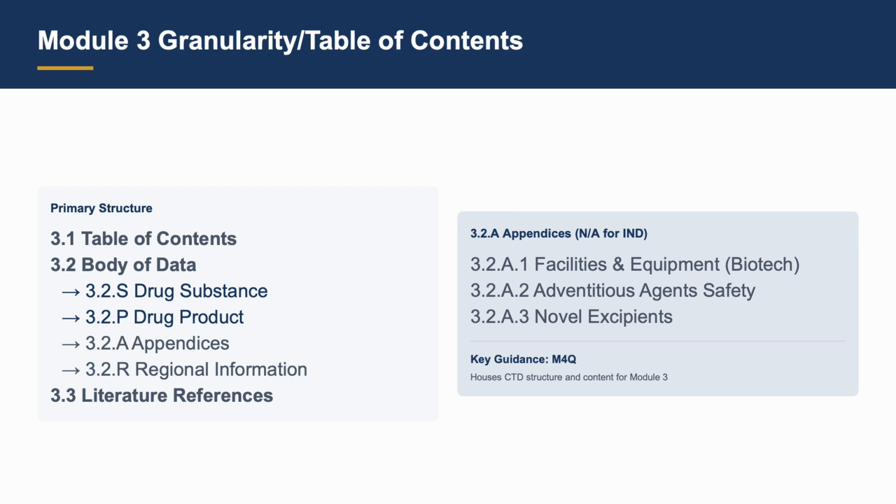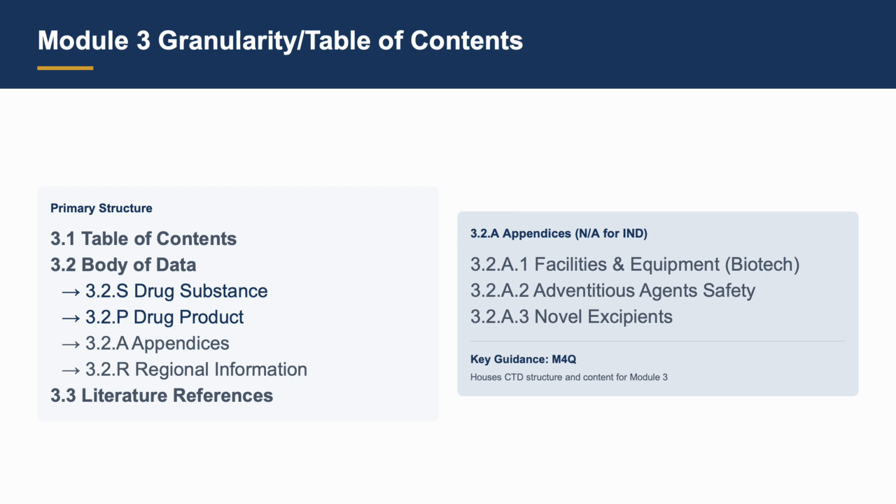Section 3.2.P contains all drug product information. This is organized by product name, dosage form, and manufacturer. Different strengths or dosage forms of the same drug would have separate 3.2.P sections. Section 3.2.A contains appendices, which are generally not applicable for IND submissions but become important for marketing applications. These appendices include facilities and equipment information for biotech products, adventitious agents safety evaluation for biological products, and information on novel excipients if your formulation contains excipients not previously used in approved products.